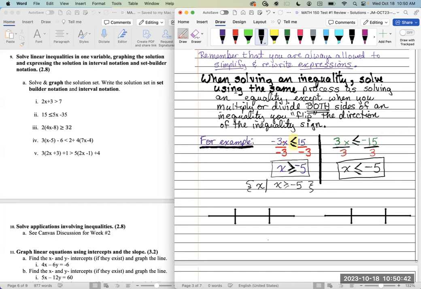There's my set builder. For my green equation, the set builder is the set of all numbers x such that, this vertical line means "such that," x is less than or equal to negative 5. That's your set builder notation because it uses the squiggly set.